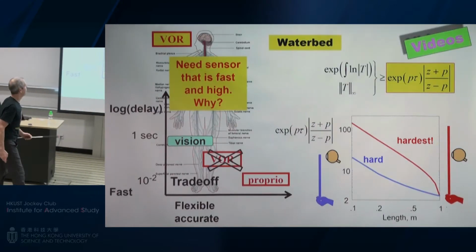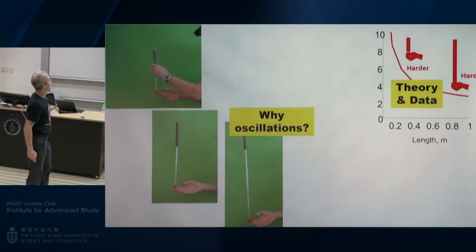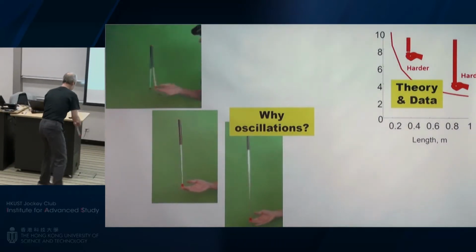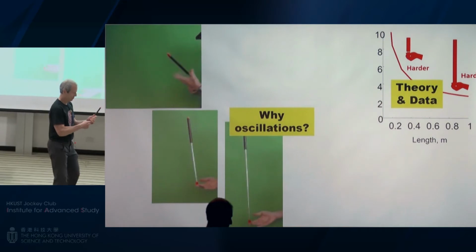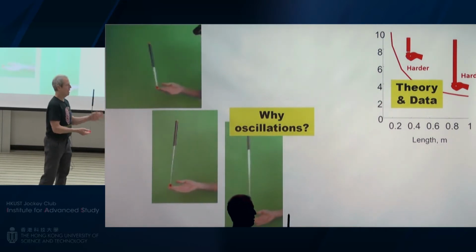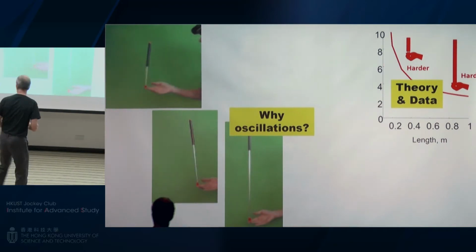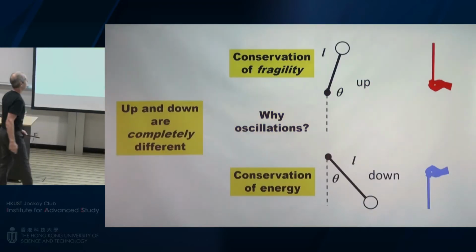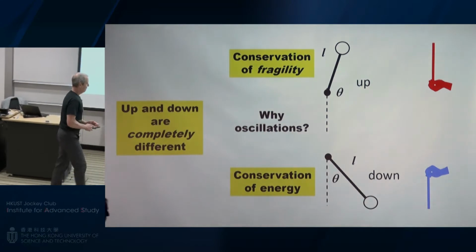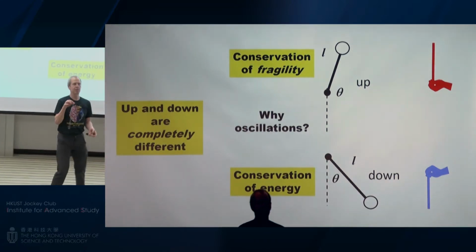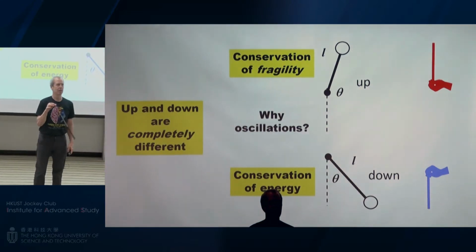I'm not going to do that. There's all this theory for this. But there are also oscillations. Why are there oscillations? Notice that at the bottom I start oscillating, right? Why? Those are all over the place. And they're all over in biology. And the point is, this is easy. This is conservation of energy.